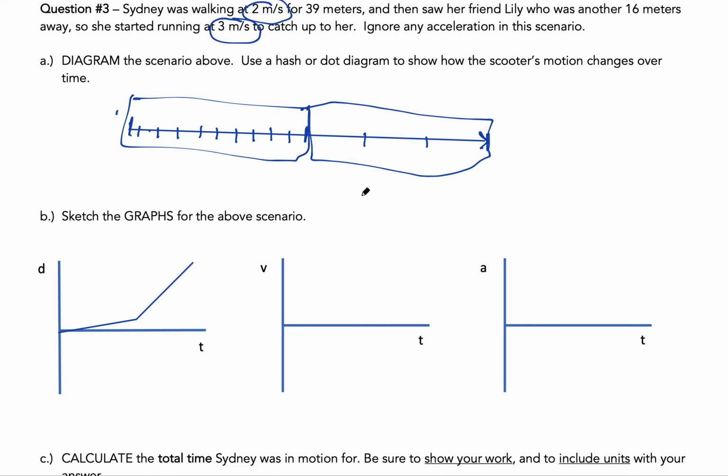Here it does tell us to ignore any acceleration, which is kind of weird because you're like, well, wait a second, aren't we accelerating? We're going from one velocity to another. Yeah, but we're assuming this is instant. It's not a gradual acceleration, which is why we don't have a curve here.